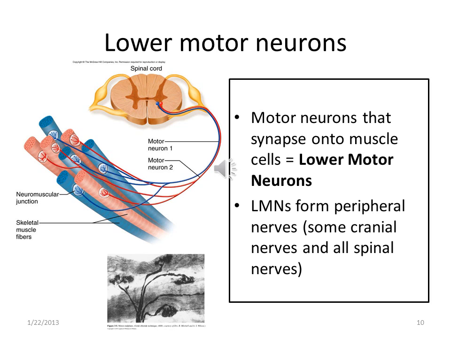Lower motor neurons are neurons that have their cell bodies in the spinal cord or brainstem, and that synapse directly onto skeletal muscle. Lower motor neurons form all of the spinal nerves, or part of all of the spinal nerves, and part of some of the cranial nerves.